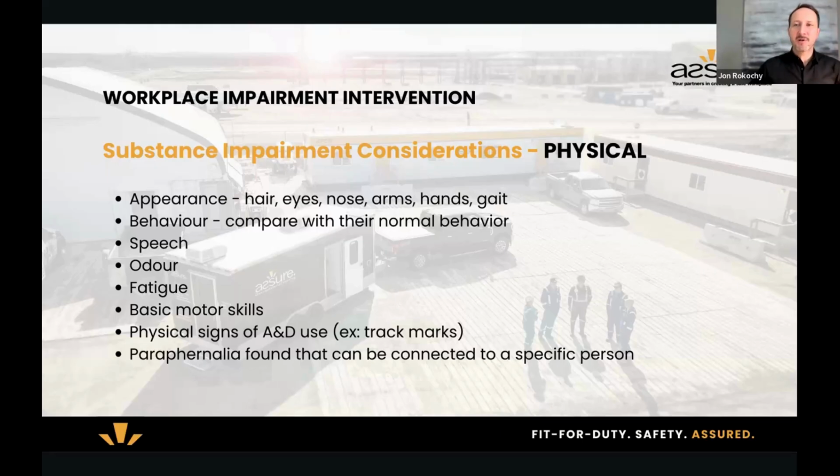So if I go and pull this worker aside and have a conversation, these are some of the things I'm looking for. I'm going to look at their appearance: hair, eyes, nose, arms, hands, gait. Are they staggering when they walk? Are their eyes bloodshot? Behavior, compare it against their normal behavior. You know your team, you know what their regular behavior is. If they're usually really outgoing and lately they've been really quiet and reserved, or the opposite, they're usually quiet and reserved and today they're really talkative and loud or really angry, something's different about them. So you're looking for differences in their behavior. Speech, is it slurred? Odor, are you smelling alcohol?